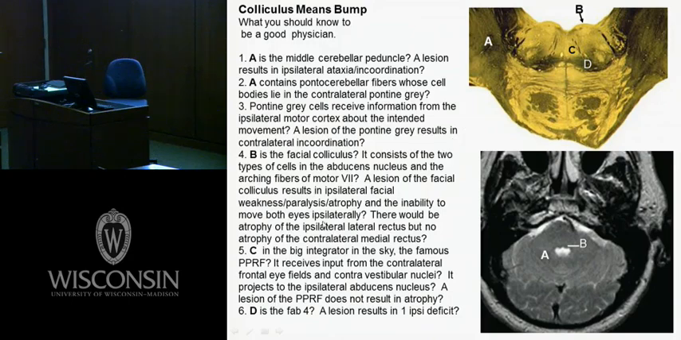Let's pick one thing here. How about C as a big integrator in the sky, the famous PPRF? Yep. It receives input from the contrafrontal eye fields, yes. Contravestibular nuclei. Wow, all these are yes, aren't they? Well, all right. You'll be set on this. I love this level. Now, this MRI down here, look at this. A, what do you think A is?